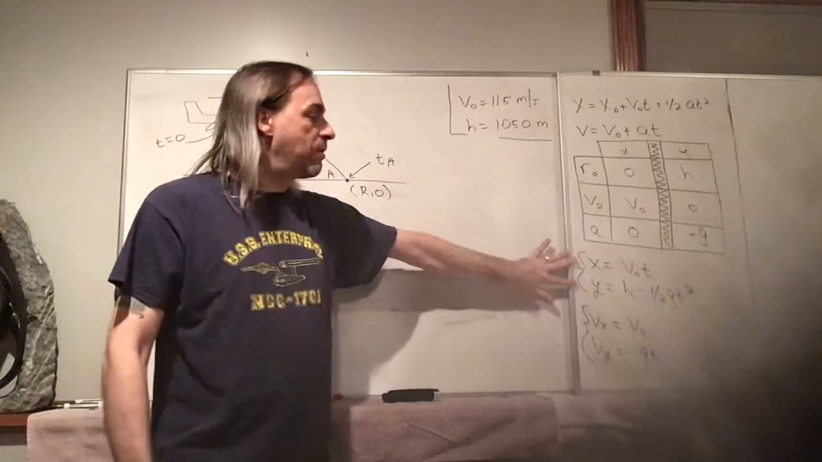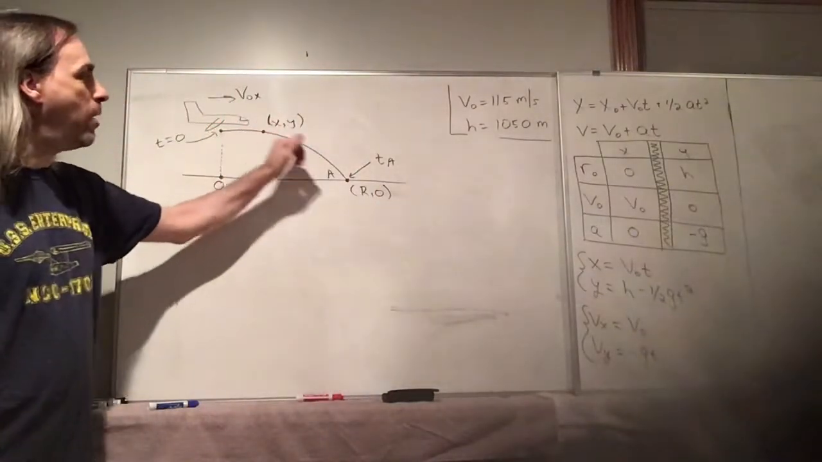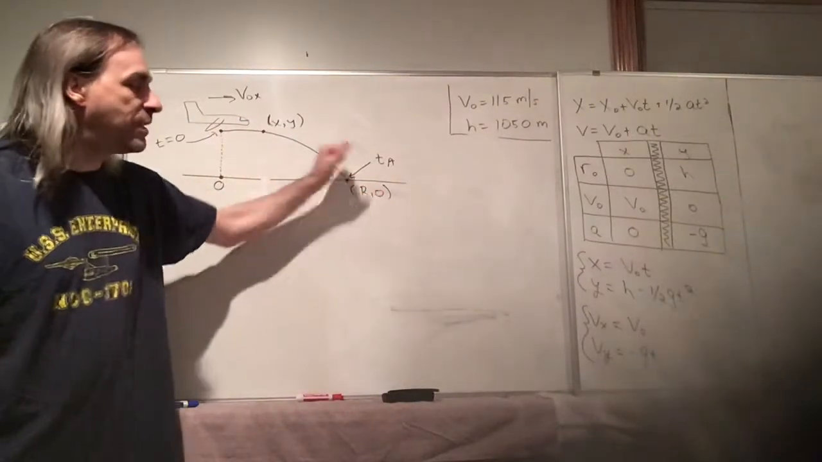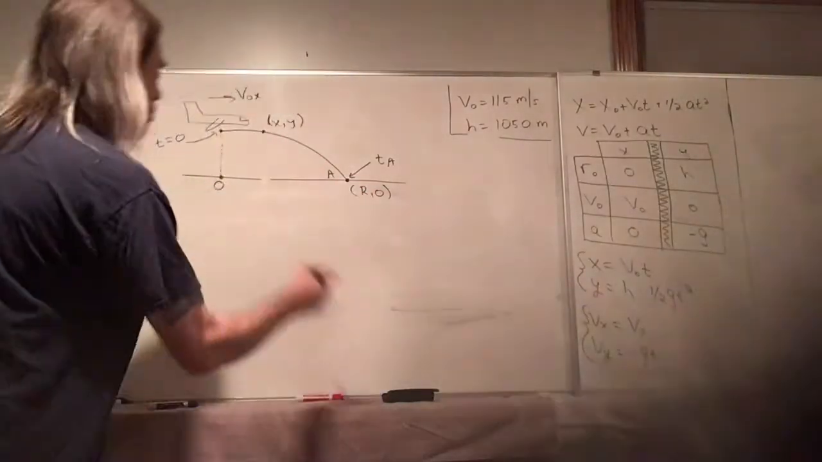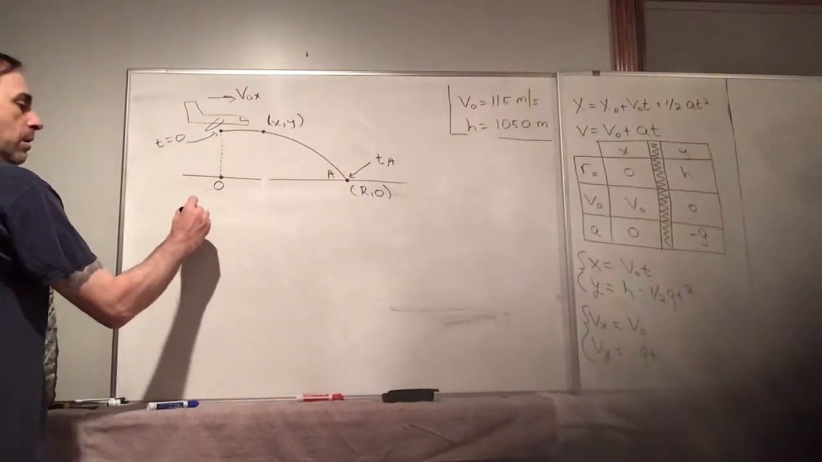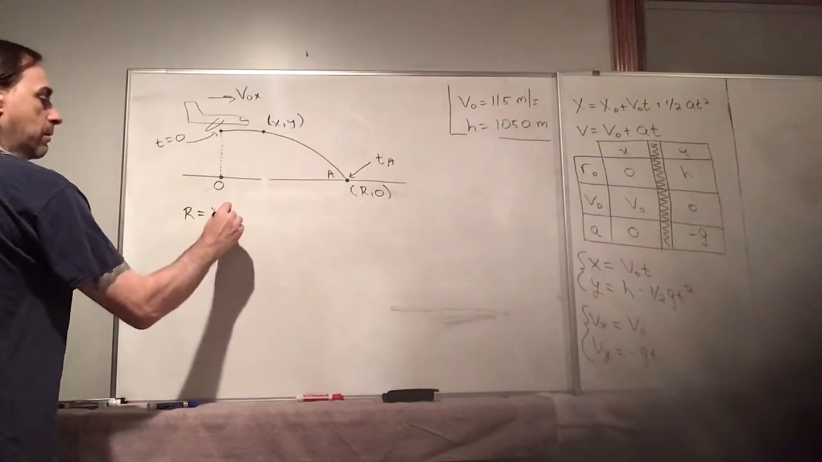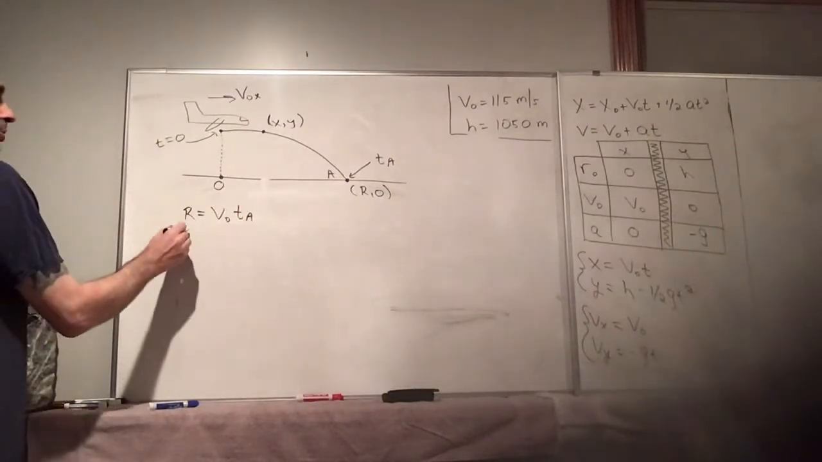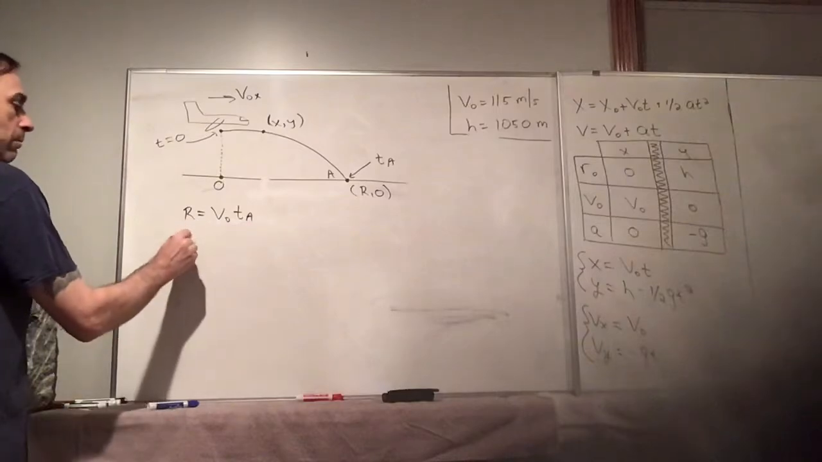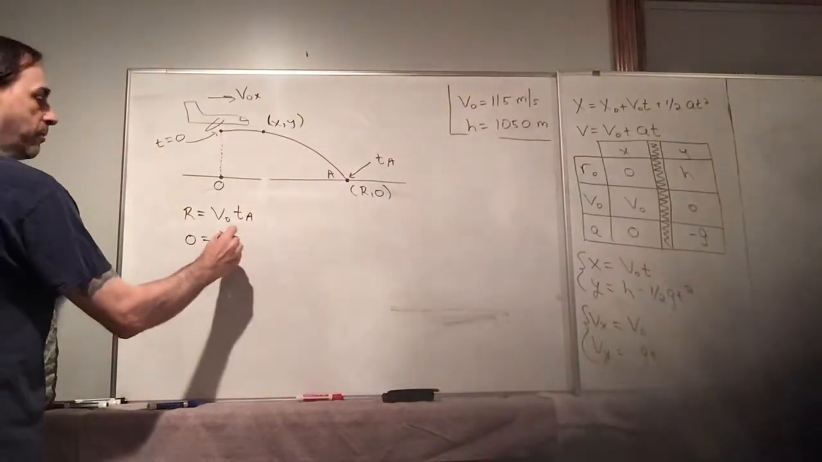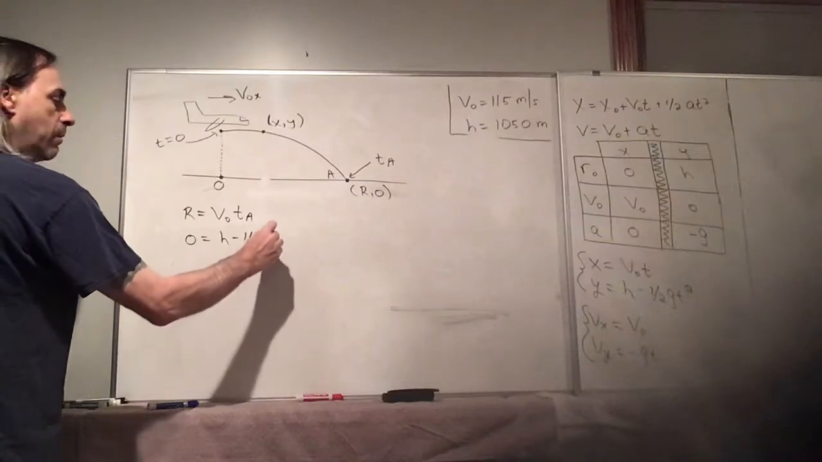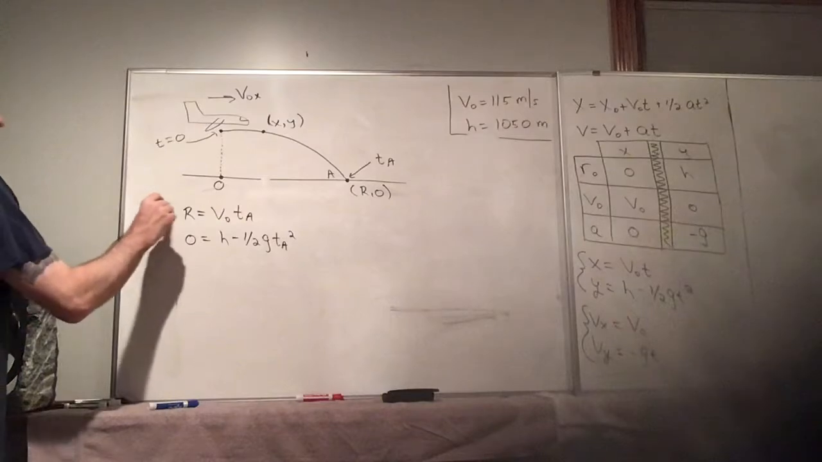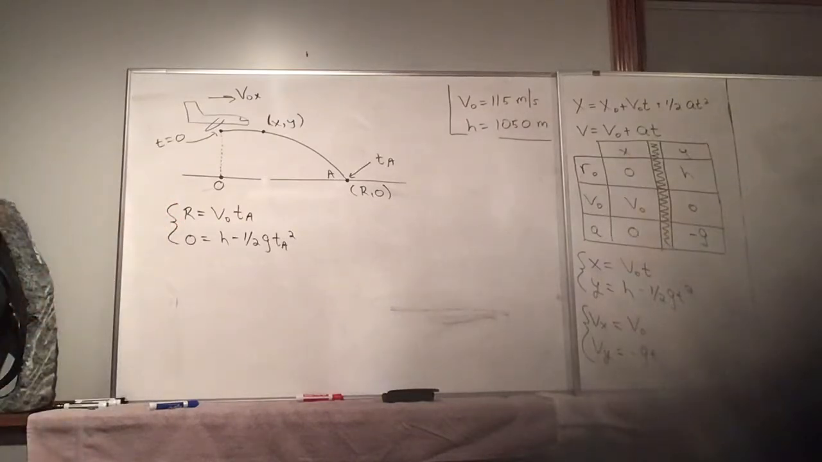So remember, these are general equations that apply to every single point on this path. But I want to plug in specific coordinates for just one point. So the x-coordinate, we have r equals v naught times ta. And in the y direction, y is equal to 0, and then we have h minus 1/2 g ta squared. So this is what we get just from looking at that one particular point.